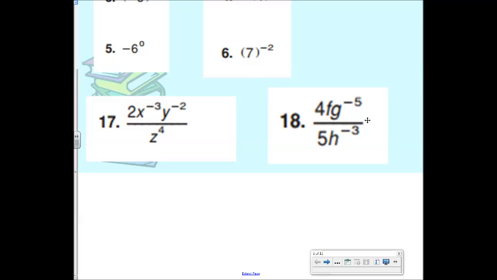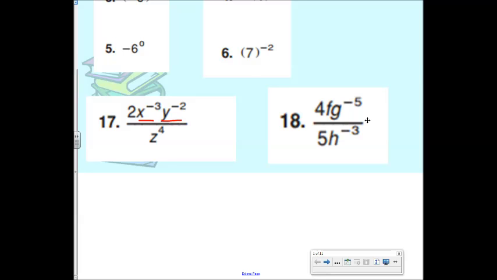Which ones are going to move here? X to the negative 3 and, all right, why doesn't the 2 move? It doesn't have an exponent, but it looks like it goes with this, so why doesn't that count? Brian, how come that doesn't count? Okay, what would it have to be in for it to count? It would have to be in parentheses.